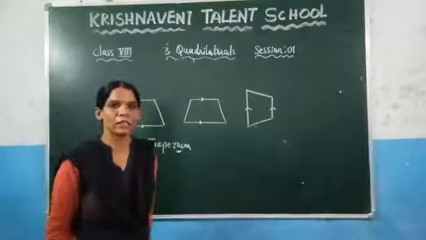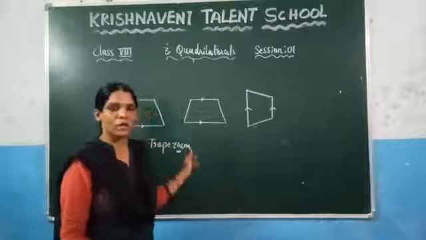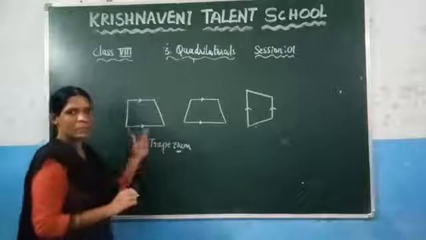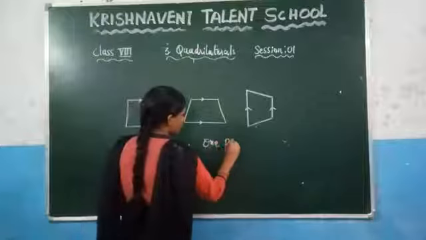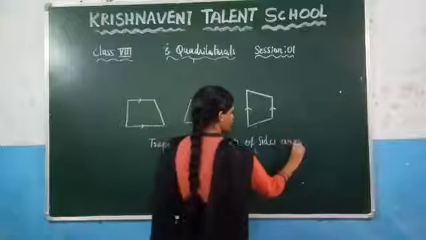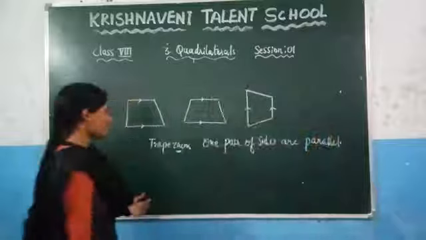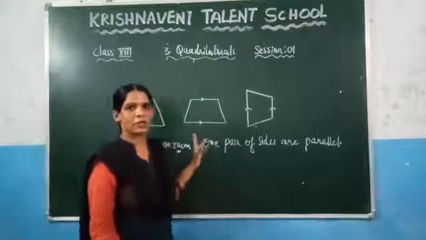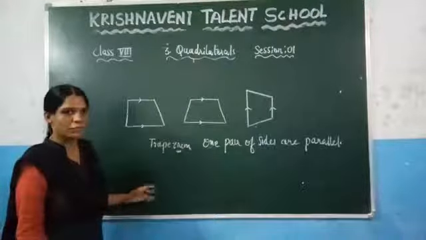So how can you define the trapezium? In a quadrilateral, one pair of sides are parallel. Here you can observe that this is one pair and this is the other pair. A pair is nothing but two. So in a trapezium, one pair of sides are parallel. So what is meant by the trapezium? If one pair of sides are parallel in a quadrilateral, then we call it a trapezium. Now see here, these are the examples of the trapezium.